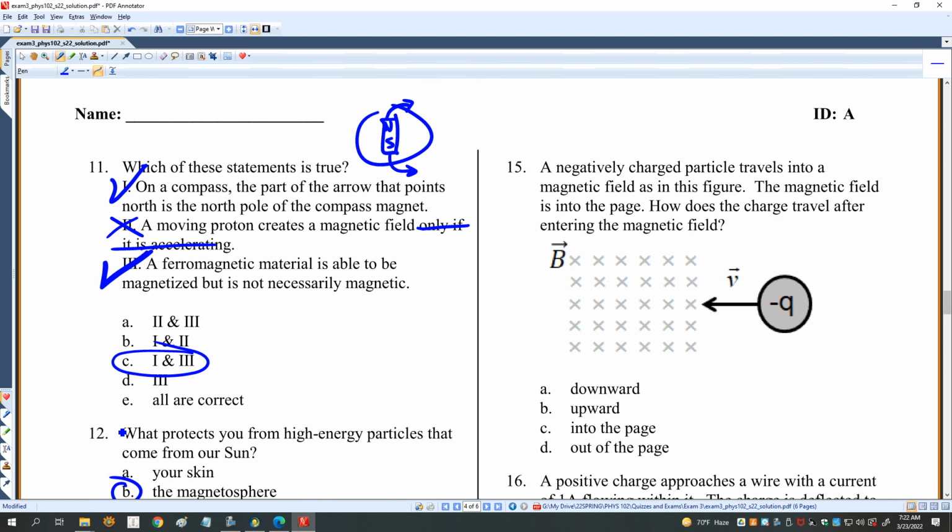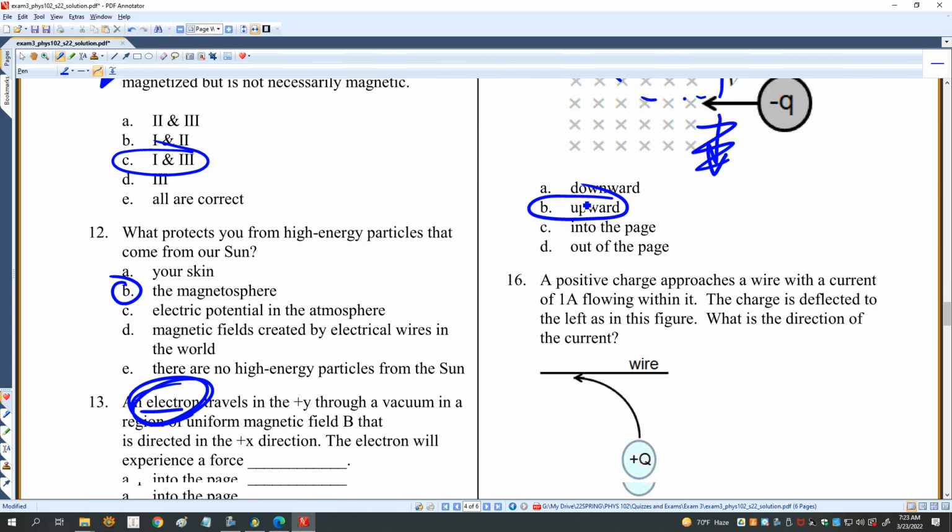Negatively charged particle. Oh boy, I have a lot of negative particles. I'll be sure to tell y'all. So, a negatively charged particle travels in a magnetic field as in this figure. The magnetic field is into the page. How does the charge travel? So, do your right hand rule. Index finger in the direction of v, magnetic field is into the page. So that would give a force that's down, except this is a negative particle, so it is an upward force. So this particle follows a path like that.